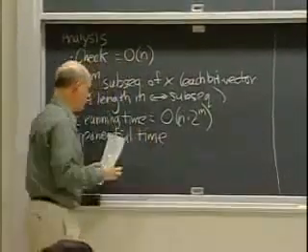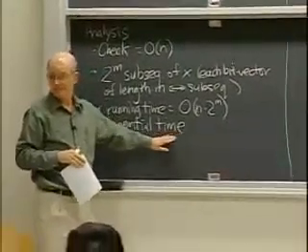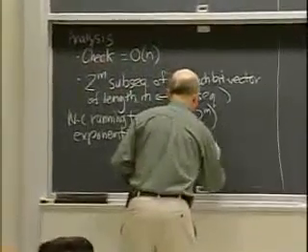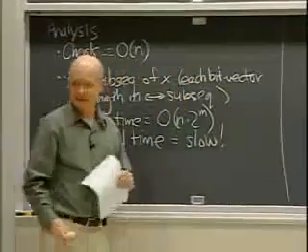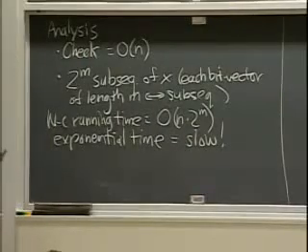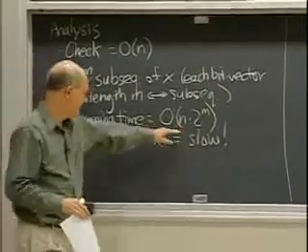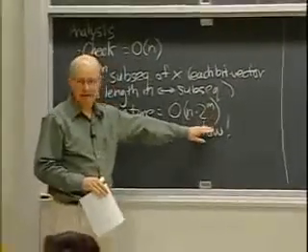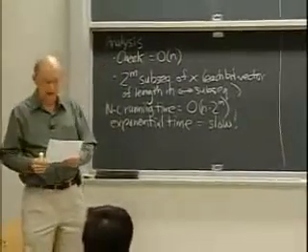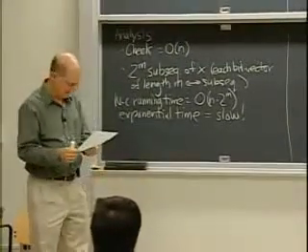And there's a technical term that we use when something is exponential time. Slow, good. Okay, very good. Okay, slow. So this is really bad. This takes a long time to crank out how long the longest common subsequence is because there's so many subsequences.